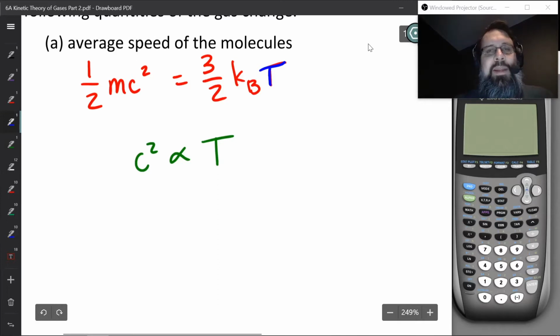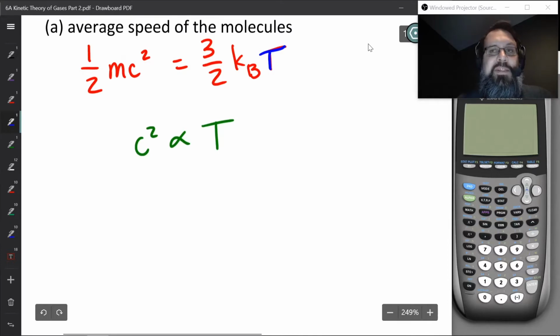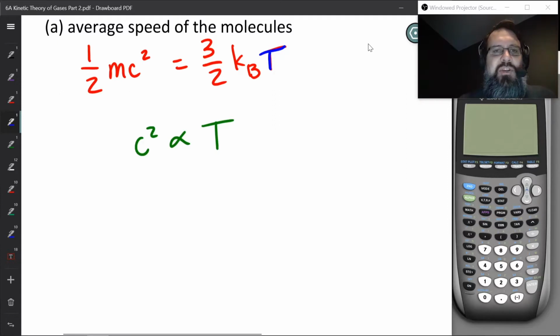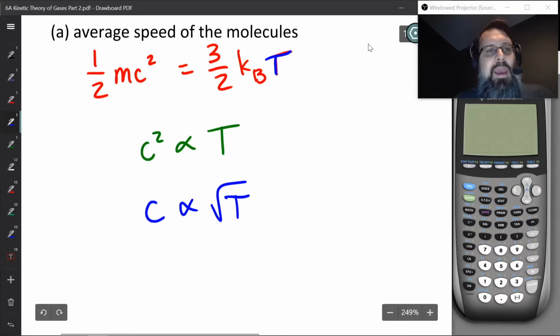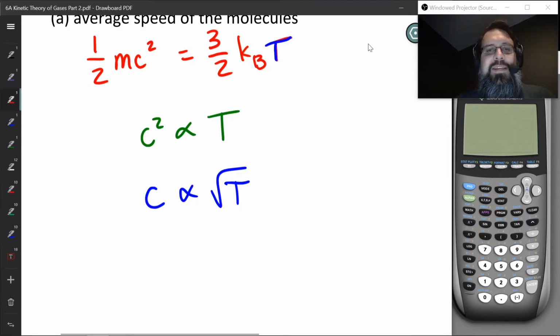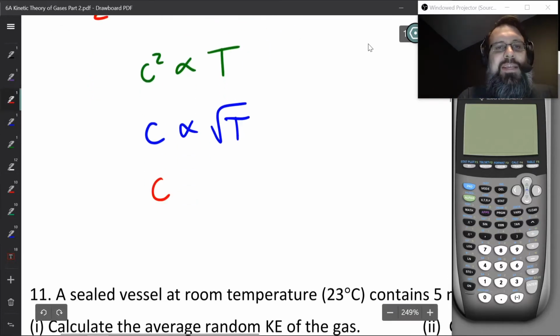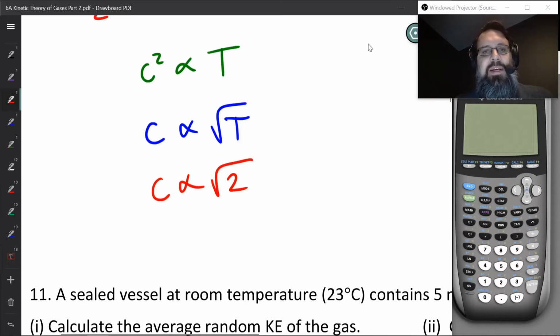Now, what we know is happening is that the temperature is doubling, and we want to find out how the average speed, which is C, changes. If we take the square root of both sides of this relationship, we end up with C is proportional to the square root of T. And we know what T did. It doubled. So I can write that as C is proportional to the square root of 2. I'm just substituting my T with a double, because when we're using this proportionality sign, you plug in how quantities have changed rather than what they're equal to.